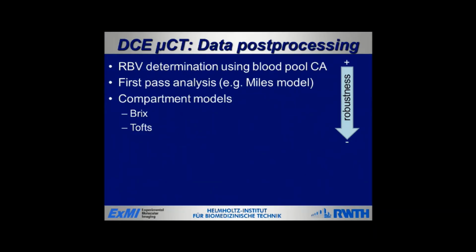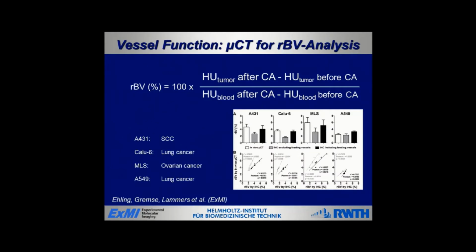Then you can do some kind of first pass analysis. The Miles model here, for example, is very suited for analyzing considerably noisy CT data. And then, of course, you can also apply the models that you also know from MRI, like the 2-compartment models and Brix and Tofts.